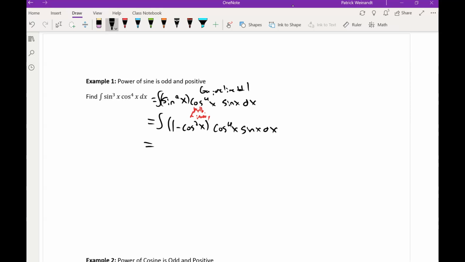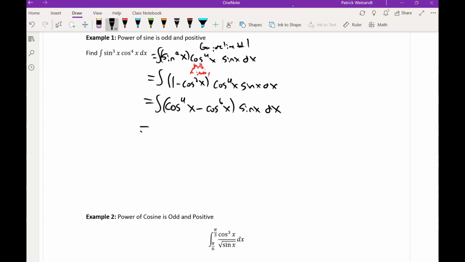So we're going to distribute this cosine to the 4th here. This is going to be cosine to the 4th times 1 gives me cosine to the 4th of x minus cosine squared of x times cosine to the 4th of x gives us cosine to the 6th of x. And we're multiplying that by sine of x dx. Remember, our goal here is to get everything so it's like cosine sine, so we can apply the power rule. Well, this is going to be then the integral of cosine to the 4th of x times sine of x minus the integral of cosine to the 6th of x times sine of x. And then I need a dx here.